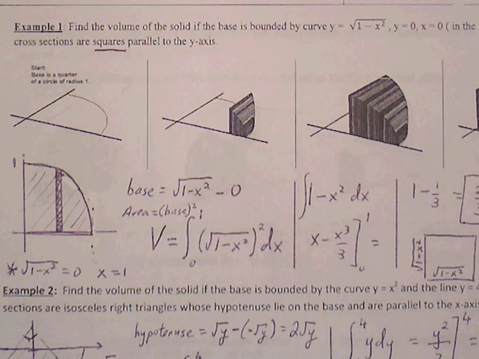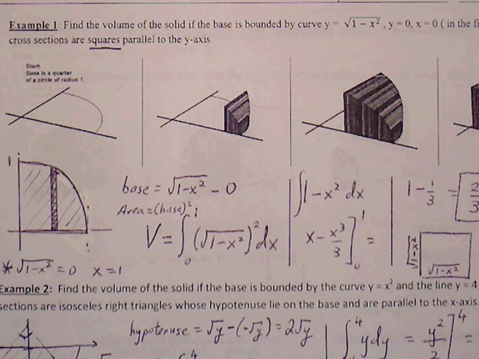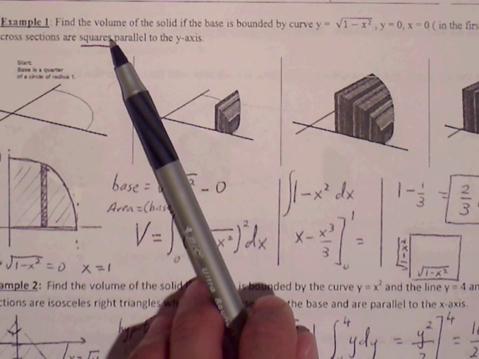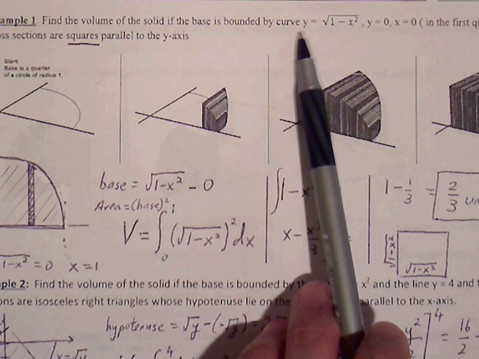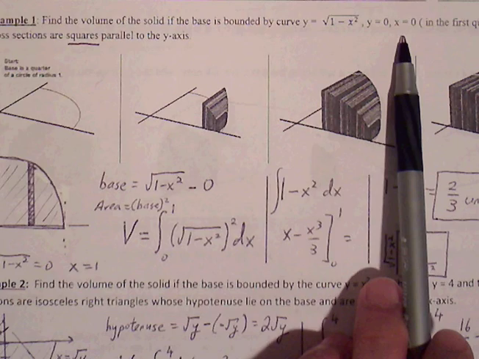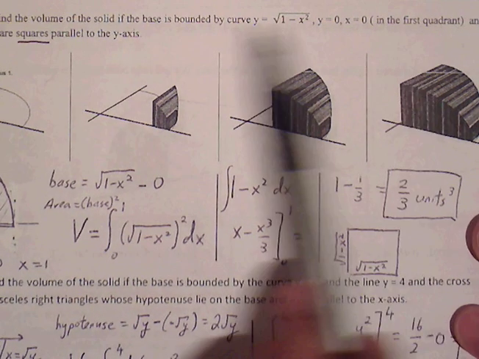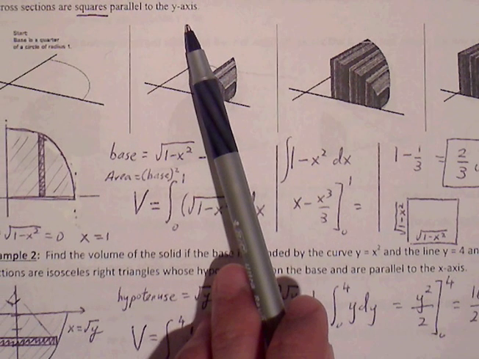Let's look at example 1, the class example from section 7.2c, volumes with known cross-sections. Number 1: find the volume of a solid if the base is bounded by the curve y equals the square root of 1 minus x squared, y equals 0, and x equals 0 in the first quadrant. And the cross-sections are squares parallel to the y-axis.